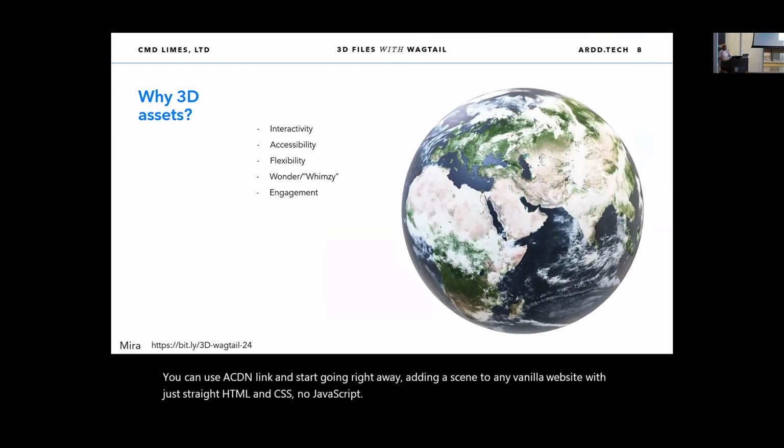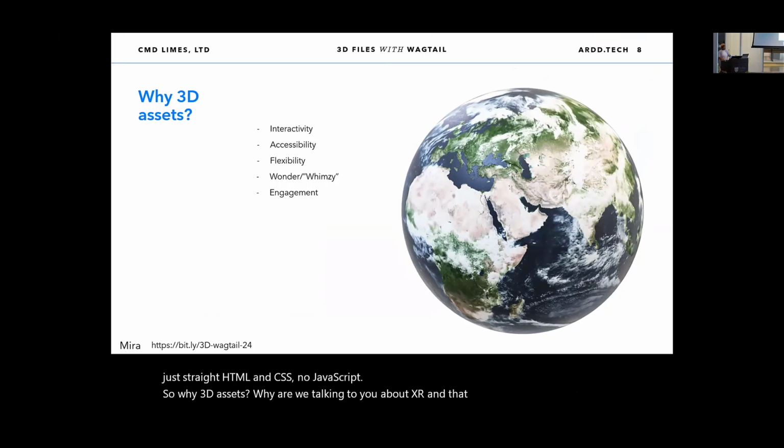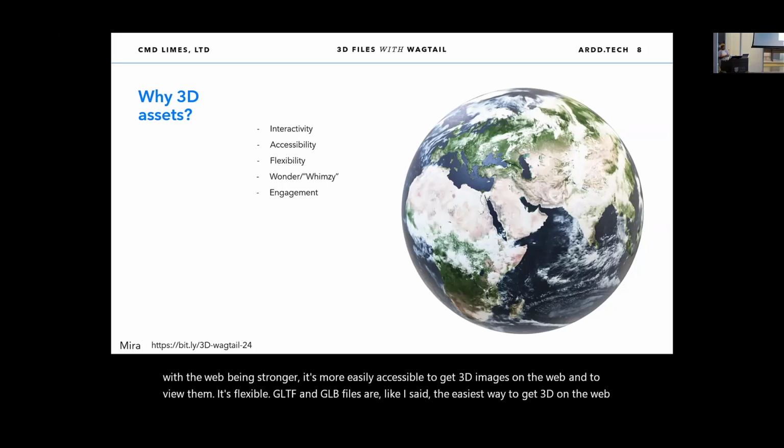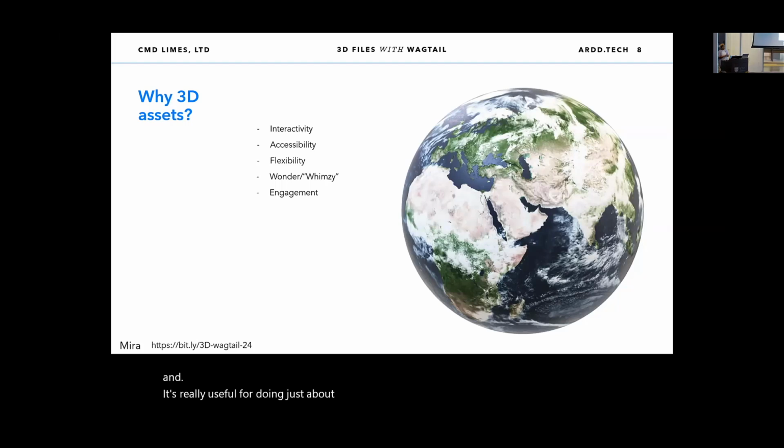So why 3D assets? Why are we talking to you about XR? Interactivity. It creates a more interactive web, and allows you to see and think about things in a different way. Accessibility. Now with the web being stronger, it's more easily accessible to get 3D images on the web and to view them. It's flexible. GLTF and GLB files are, like I said, the easiest way to get 3D on the web, and it's really useful for doing just about anything. You can also render them as 2D images.